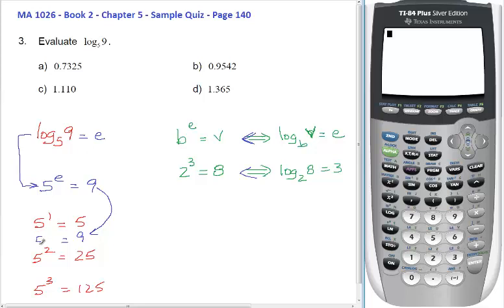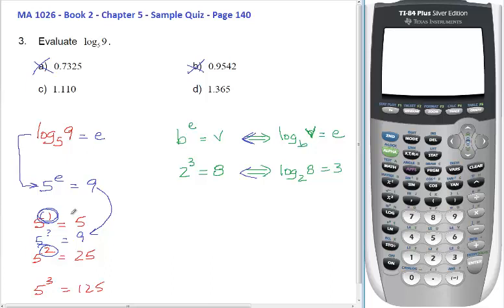So 5 to what power? We don't know it. Question mark is 9. So it's somewhere between 1 and 2 in order to get 9. Makes sense, doesn't it? So that means it can't be A and it can't be B. So it's somewhere between. Now how do we solve this? How do we find this value?